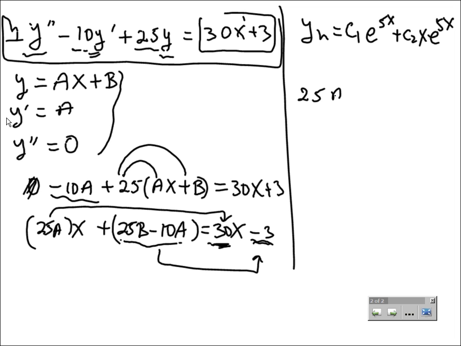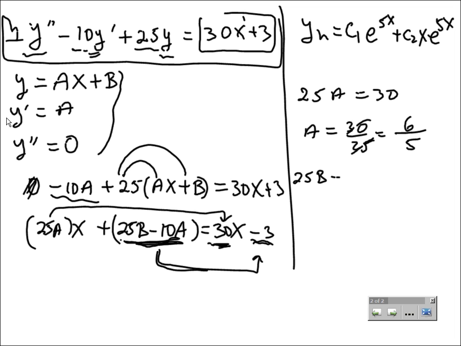So if 25a is 30, then a must be 30 over 25. And I've recognized both of those numbers as being on the 5 times table. 5 goes into that top number 6 times, and that bottom number 5 times. That is what a is. And I know that 25b's minus 10a's should be 3. Minus 10a's, but a is 6/5, must be 3.